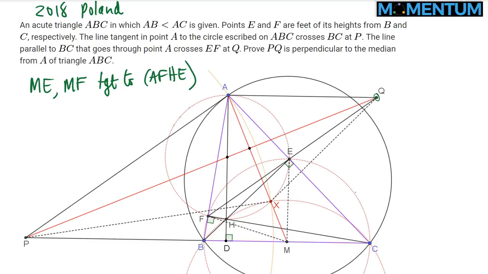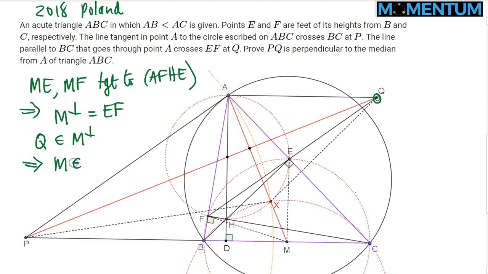But that means that EF, if that's true, is the polar of M, right? So the polar of M is just the line EF, but wait, Q is on that line. So Q is on the polar of M, and by La Hire's theorem, this implies that M is on the polar of Q, or La Hire's theorem, depending on which country you're from.